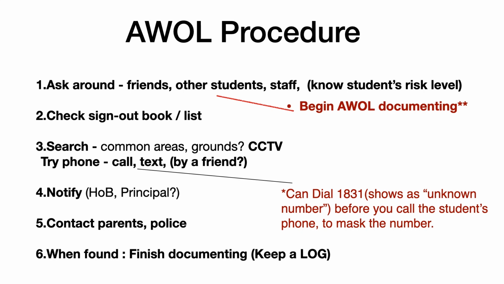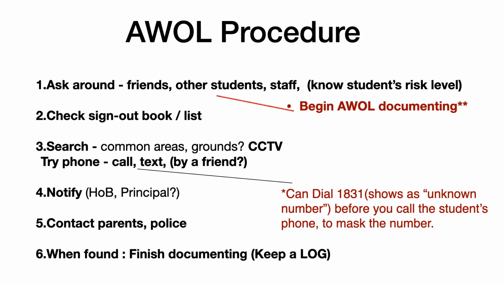This is a good idea, particularly if you can get a friend to phone them, or you may be able to call or text. If you can call, you can dial 1831 and it shows your number up as an unknown number. That'll mask your number and they may pick up. But if they won't, then send them a text because they're more likely to respond to a text.